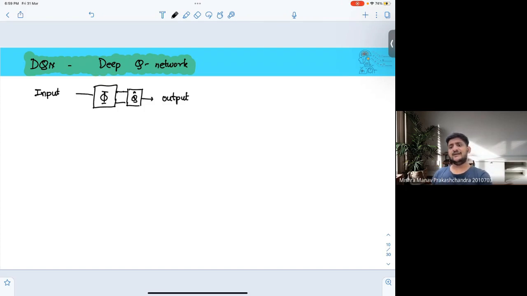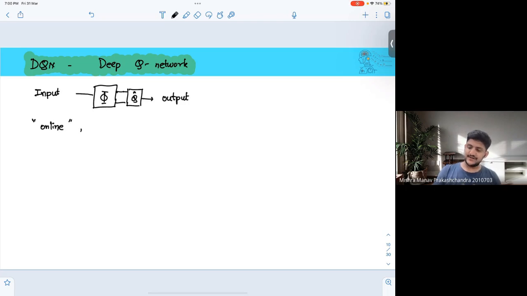What DQN allows me is that I am able to make an online version update to the data set that I'm getting. So I no longer need to have m number of samples, only then I can make an update. I can start making updates as and when I get any experiences from the environment. I get that, I pass it through the DQN model, get the corresponding Q value, make the updates, and move ahead. Okay, so this is an online kind of a method.